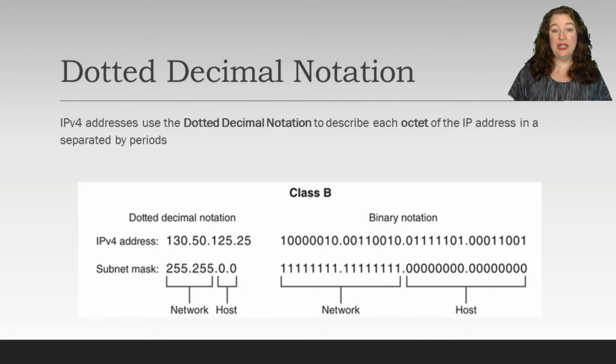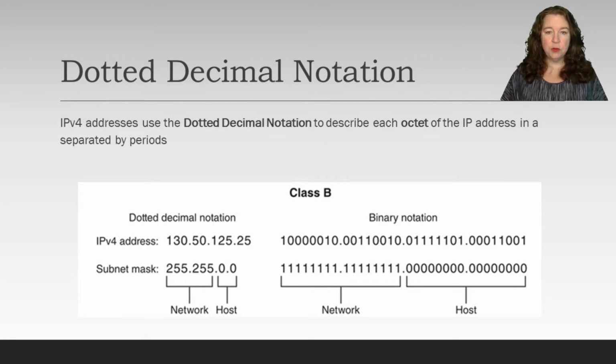So in the situation we have here, our IP address, 130.50.125.25, is listed out in binary, and being able to understand how to convert from one back to the other is going to be important. When we look at our IP address, we next look at our subnet mask to figure out which portion is our network and which portion is our host. In this situation, we have a class B address. The first 2 octets are our network, the second 2 octets are our host. So in this situation, 130.50 is our network, and 125.25 is our host, because we separate those out.